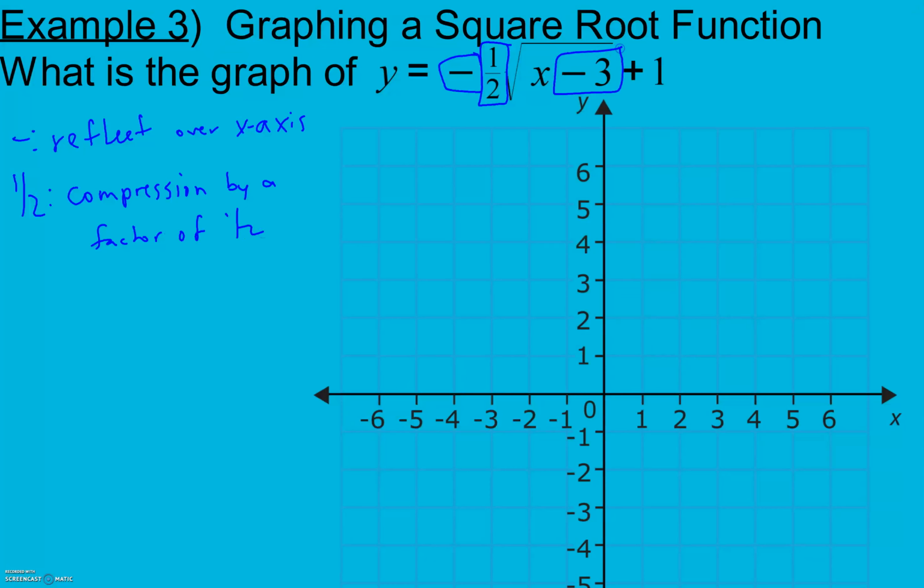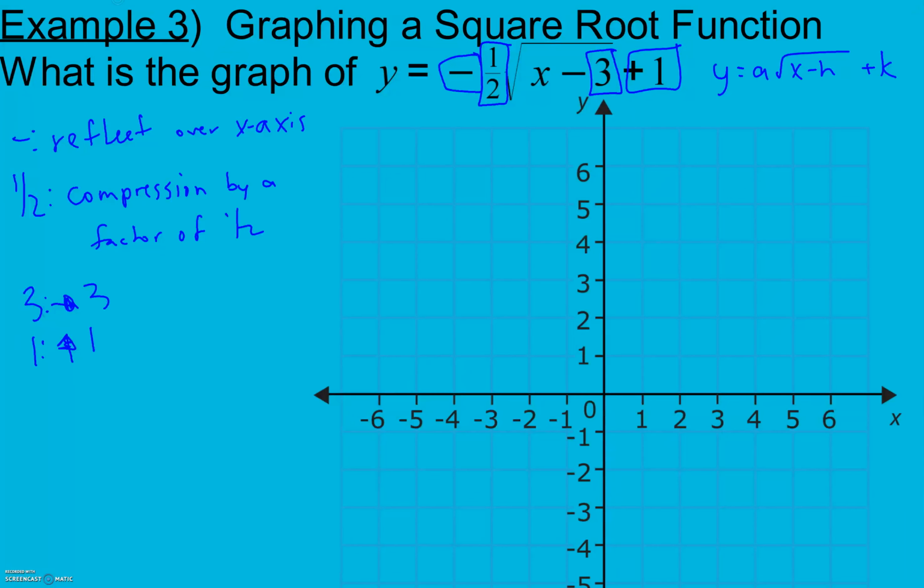The -3 inside, actually we're just going to take the 3 there. So minus means right 3. The minus is part of our parent function. Remember, a square root of x minus h plus k. And the 1 at the end means we're going to go up 1.